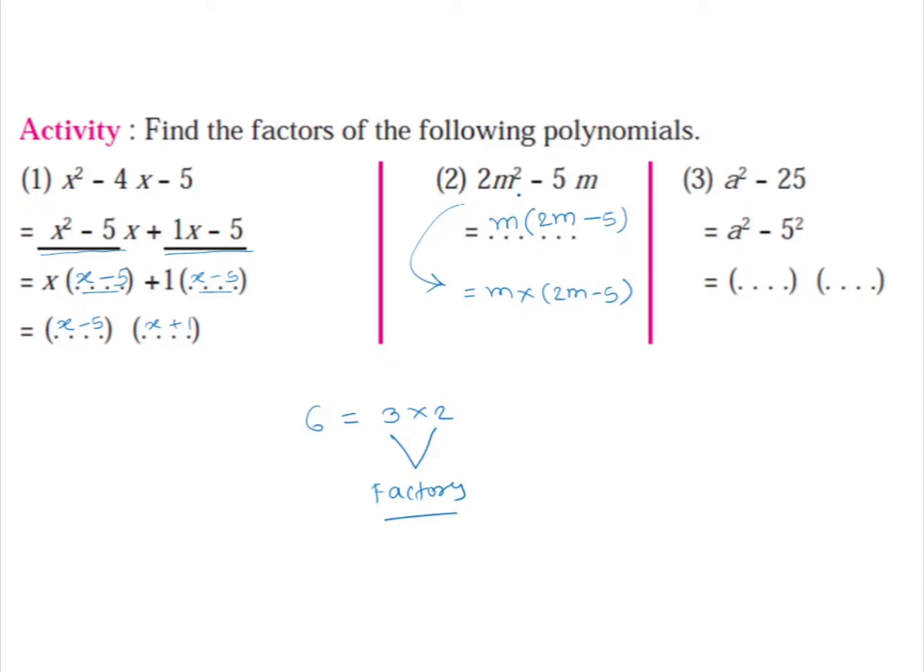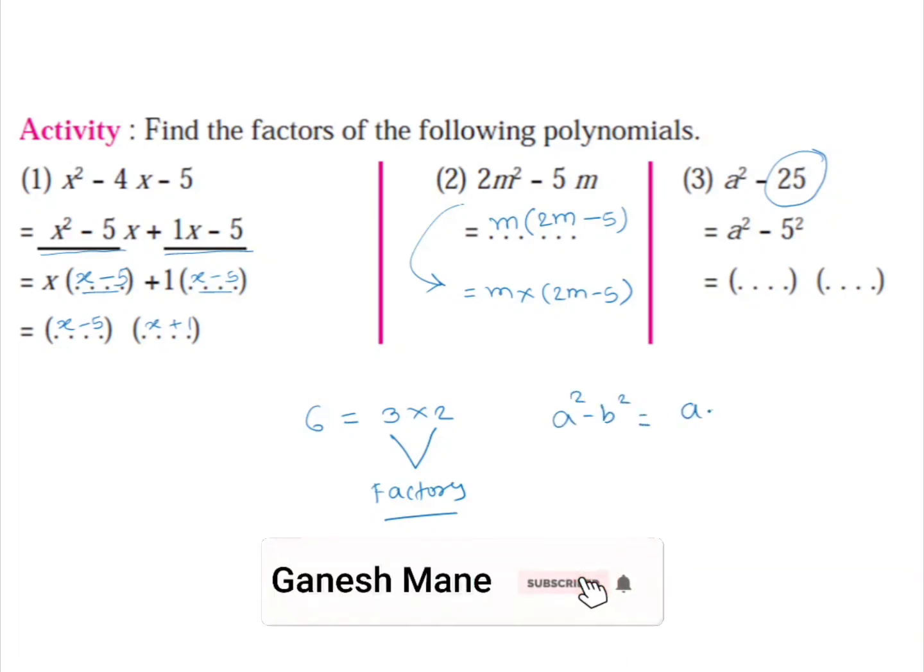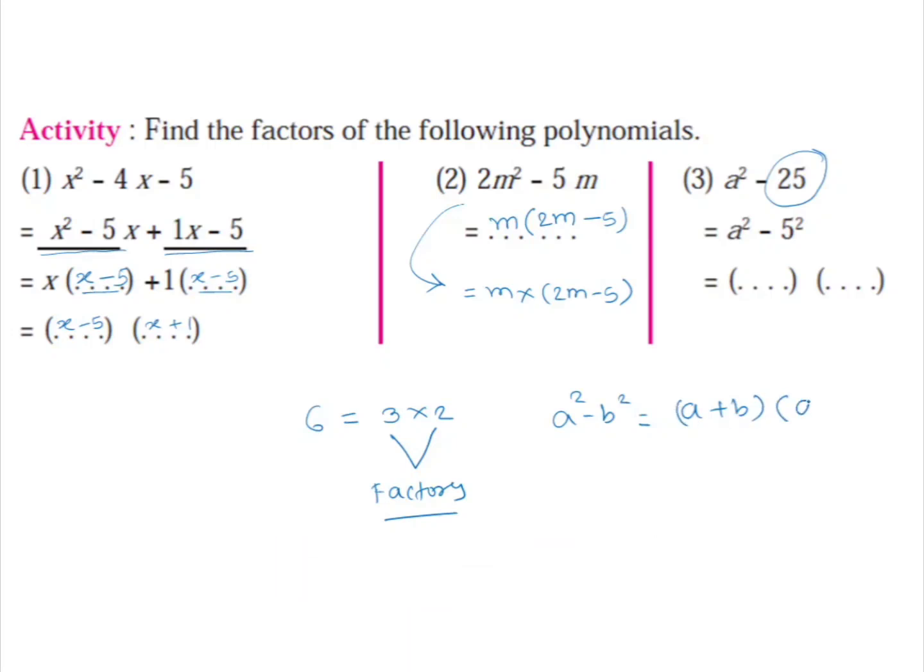Now we have another polynomial, a square minus 25. As we know that 25 is the square of 5, it is written in the form a square minus 5 square. Now we have one expansion formula, a square minus b square. The formula is that we should have the addition in the first bracket and in the second bracket the subtraction: a square minus b square is equal to a plus b into a minus b.